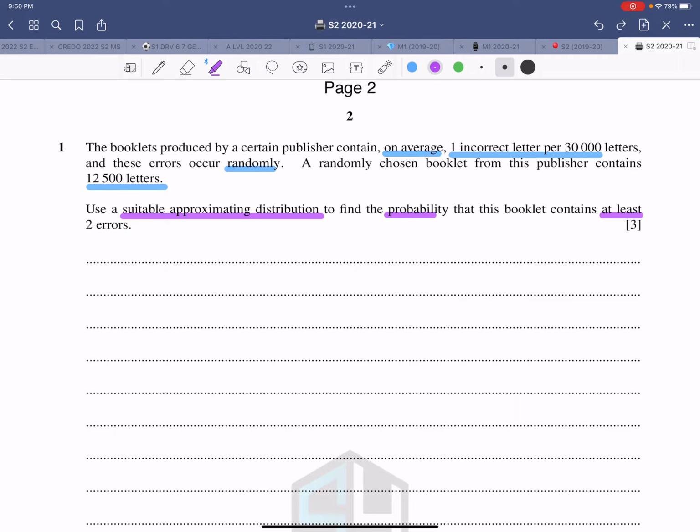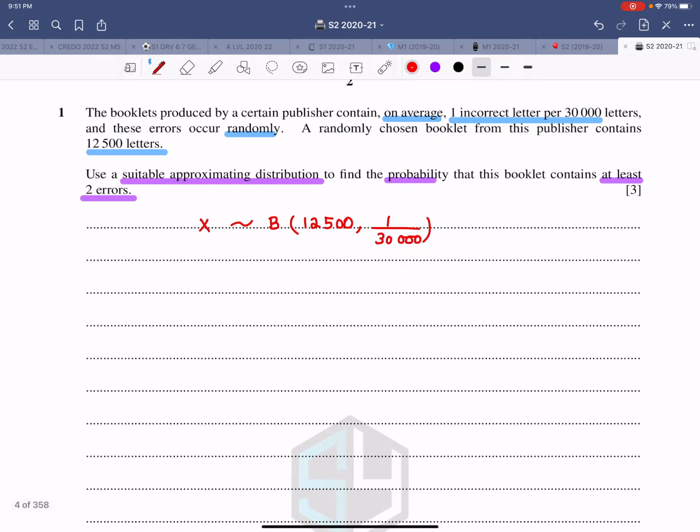Now, if we look at this question, what exactly is this question about? So we would say originally it's about binomial distribution. We are talking about 12,500 letters and the probability of success is probability of making an error that is 1 over 30,000. So this is the original distribution, but we have to use a suitable approximation. So what is the suitable approximation?